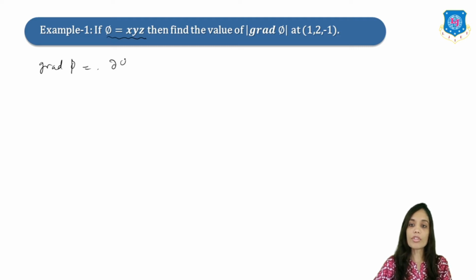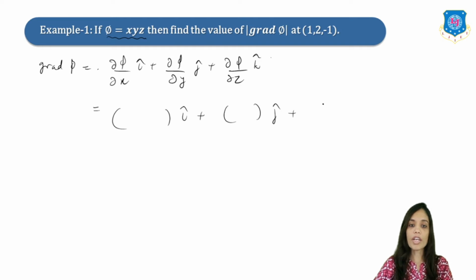That is equal to del phi by del x i cap plus del phi by del y j cap plus del phi by del z k cap. Now you just have to put in the partial derivatives. If I want to differentiate with respect to x, we keep y and z constant, so yz remains as it is, and the derivative of x is 1. Similarly, del phi by del y will be xz, and lastly del phi by del z will be xy. Now you have to put in the point (1, 2, -1).